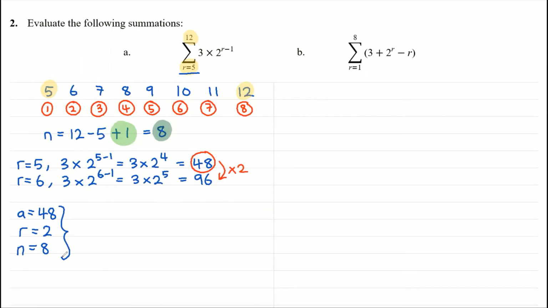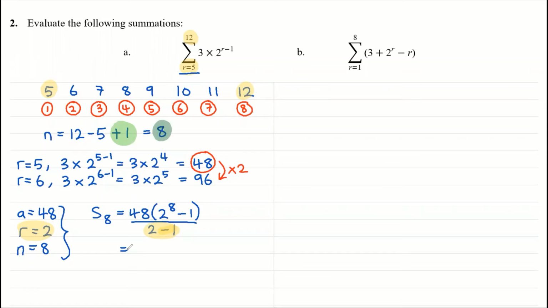So now we need to do the summation. The sum of the first 8 terms is going to equal a, which is 48, multiplied by r to the power n, so that's 2 to the power 8, subtract 1, divided by r subtract 1. And remember, the r value here is greater than 1. So that's a reminder that we have to use the r minus 1 form of the summation formula. We mentioned that earlier. So let's carry on with this.